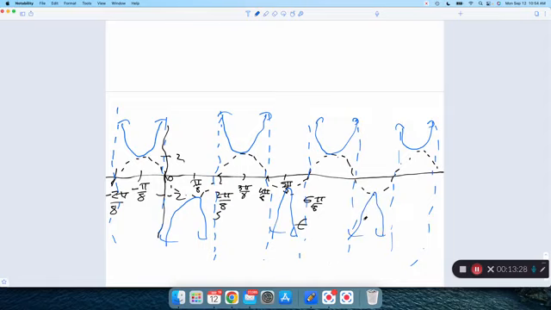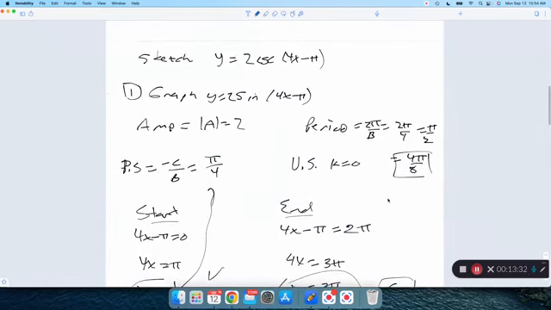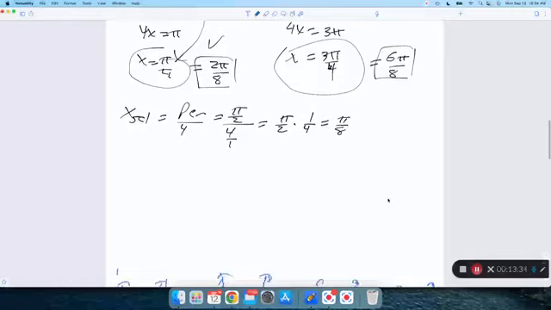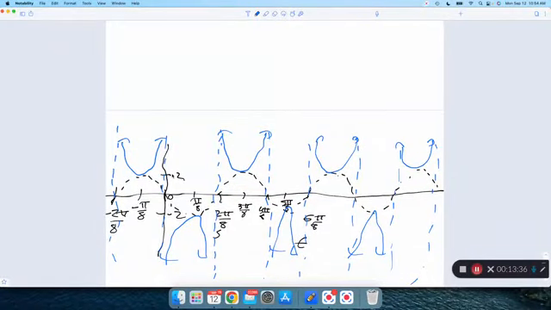And that's it. There is the graph of whatever it was we were graphing. Cosecant of 4x minus pi. We've got our amplitude on. That's the place people forget. Don't forget your amplitude. And that's a good place to stop.